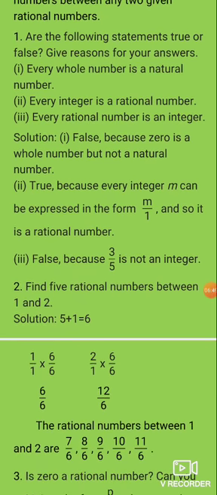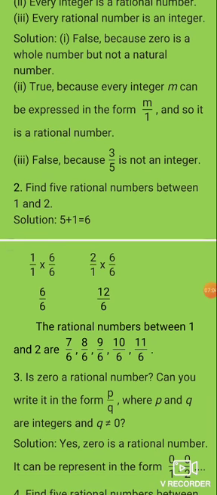Now we can write the 5 rational numbers between 1 and 2. Which are they? After 6 by 6, 7 by 6, 8 by 6, 9 by 6, 10 by 6, 11 by 6. Up to that. Yes, 5 rational numbers are there. Okay. Clear, students?